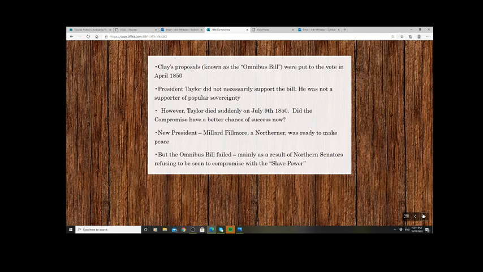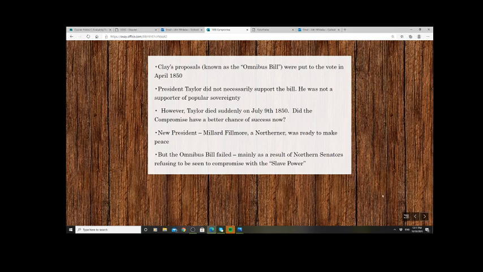Millard Fillmore, is a Northerner, doesn't own slaves, but weirdly is the opposite of Taylor in that he's more pro-South. And therefore Fillmore, who is influenced by Clay and Webster, decides that he's going to back the bill, and his attempts to back the bill might push some Whigs who were less clear on their views or positions to support it. However, it fails. The Omnibus Bill fails because of Northern senators claiming that they were unwilling to compromise.